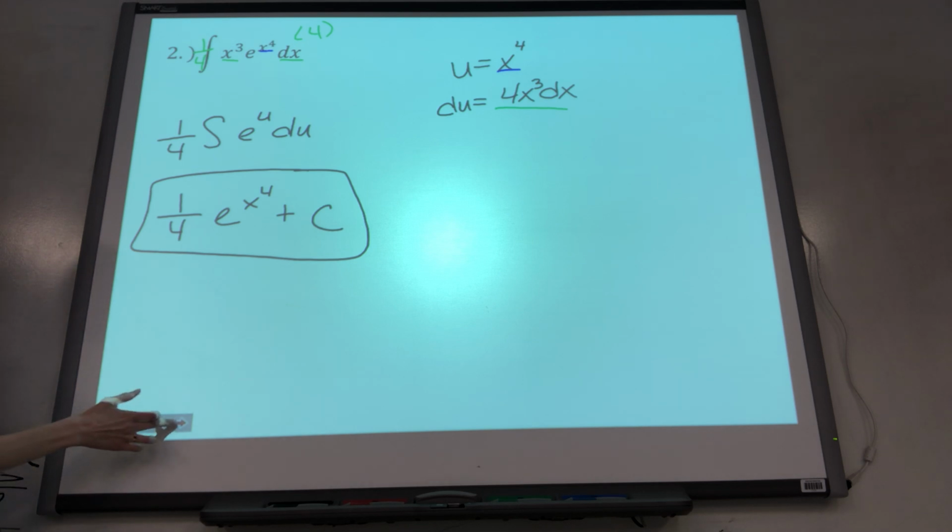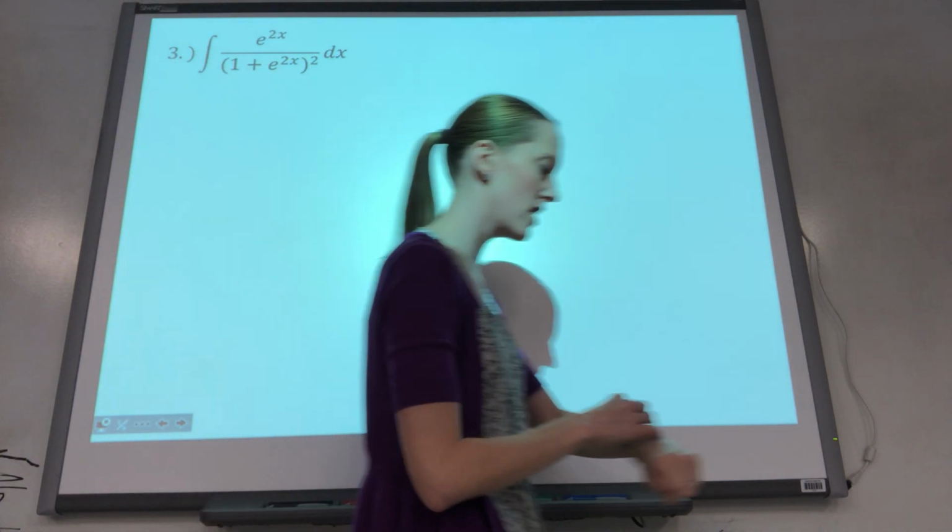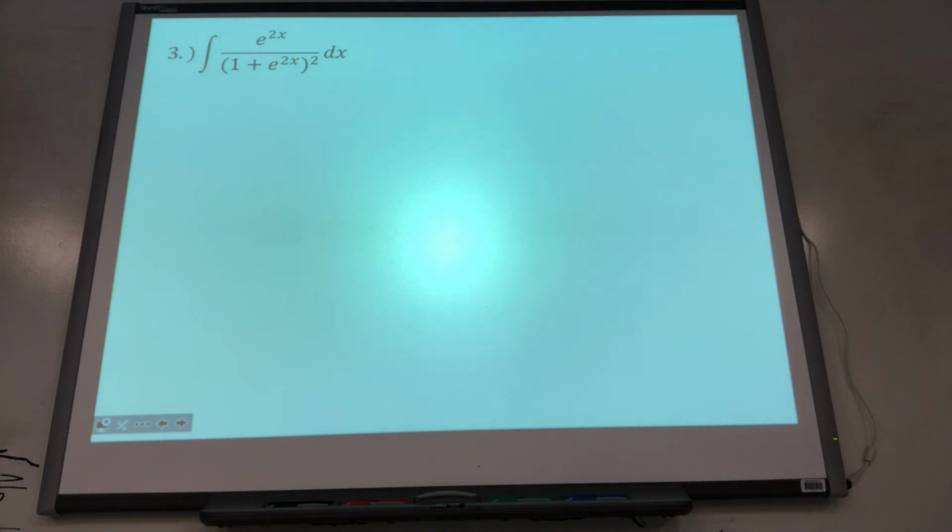Not too bad. Let's keep on moving here. Okay, we got a little bit more going on with this one. Number 3, we're integrating e to the 2x all over the quantity 1 plus e to the 2x squared dx.